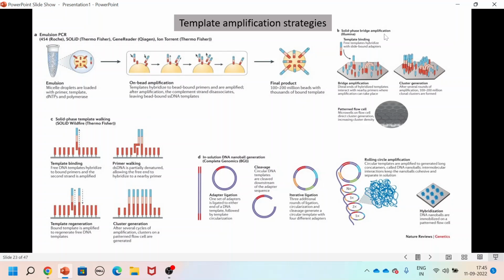The second is solid phase bridge amplification, in which the binding takes place at a solid surface. Firstly, free templates hybridize with the surface-bound adapters, and after this the amplification occurs in a bridge-like manner. So the distal ends of the hybridized templates interact with the nearby primers where amplification can take place, and since they are interacting with the nearby primers, it leads to the formation of a bridge-like structure. And after the amplification, again, cluster formation takes place. So there will be a generation of clusters. After several rounds of amplification, 100 to 200 million clonal clusters are formed. Clonal clusters means which are exactly similar.